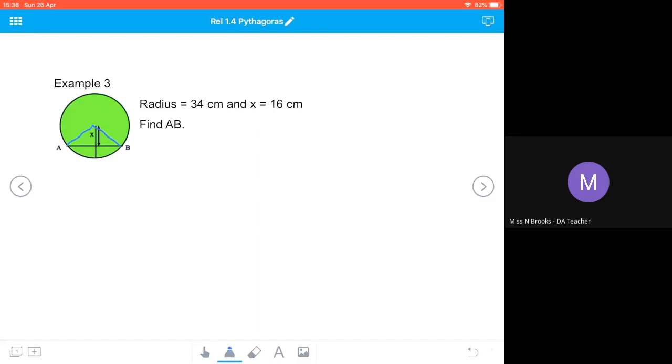So if we call the center of this circle O, O to A is a radius of 34, or O to B is a radius of 34 centimeters. And we know that x, so from O to the chord, is 16 centimeters. And we'll call that point in the middle there M.